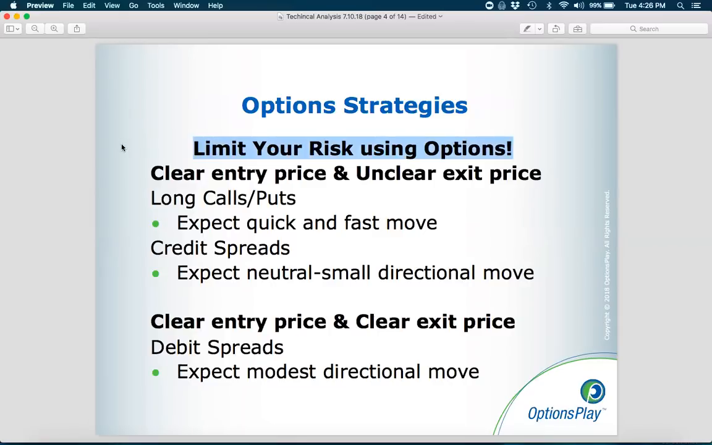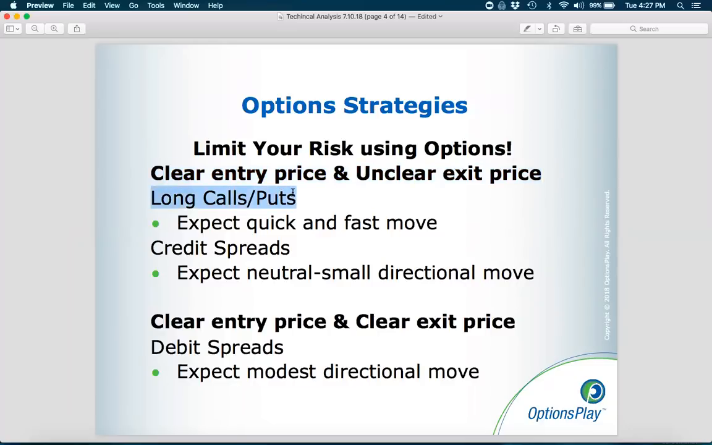The reason for this is that depending on the form of technical analysis you're using, there's generally two different forms of analysis. One form of analysis where you have a clear entry price, but you have an unclear exit price. What that means is that you get a clear buy signal or sell signal, but as to when that buy signal or sell signal is completed, you're unsure. There's different forms of technical analysis that provide you with a buy signal, but you don't have a clear exit price or exit signal. And for these types of strategies, the option strategy that you want to deploy is simply buying a call or a put.